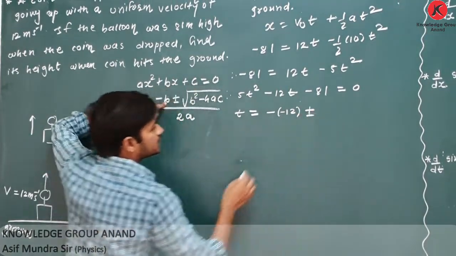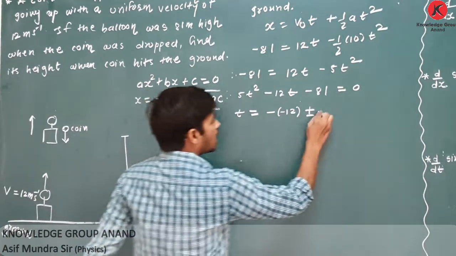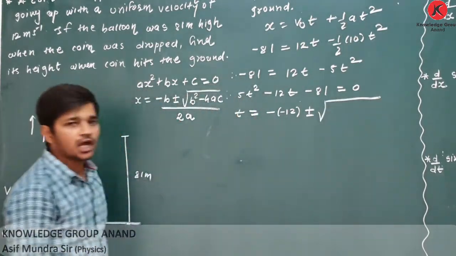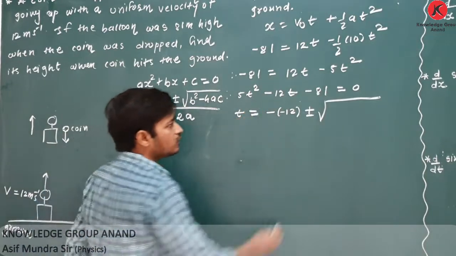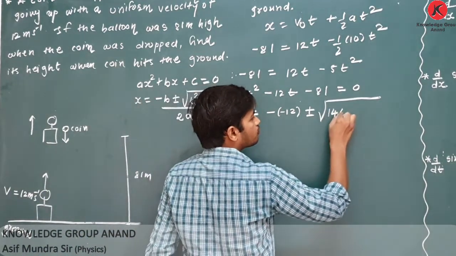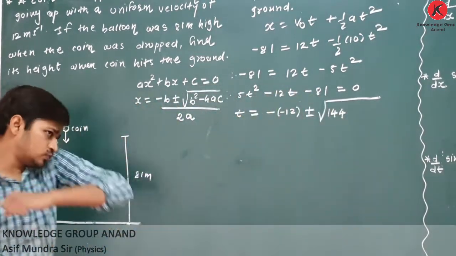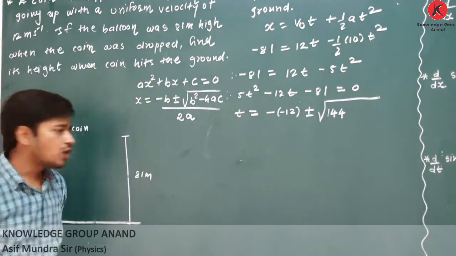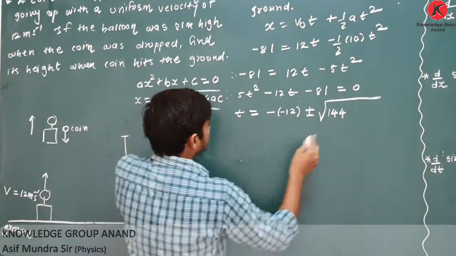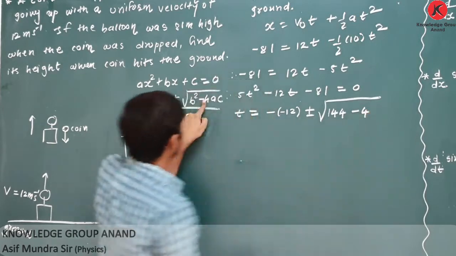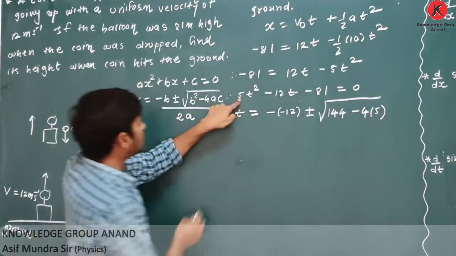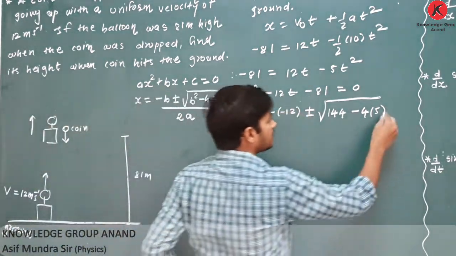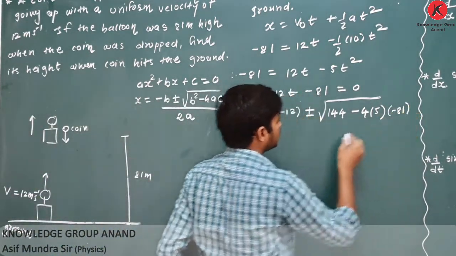Plus or minus under root b square. What is the value of b? Minus 12. And we know that the square of 12 is 144. Clear about this? Okay. Minus 4a, and what is the value of a here? It is 5. What is the value of c here? It is minus 81.